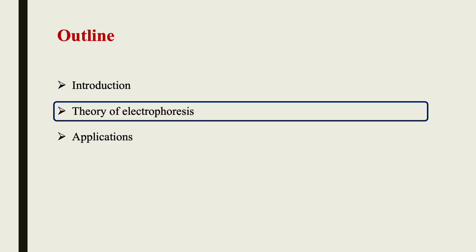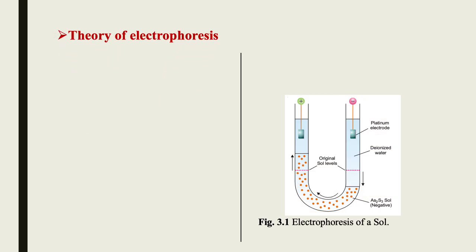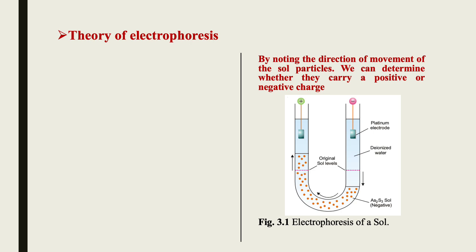Now we will see the theory of electrophoresis. So what is the theory of electrophoresis? By noting the direction of movement of sol particles, we can determine whether they carry positive or negative charge. If you apply the electric field to this U-shaped glass tube, your particle will go either to the positive electrode or the negative electrode. Based on that you can decide whether the particle is carrying positive charge or negative charge.